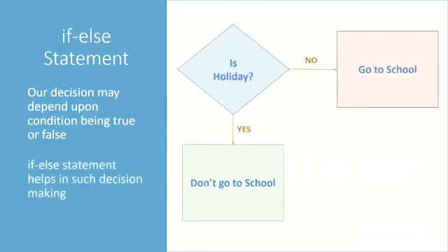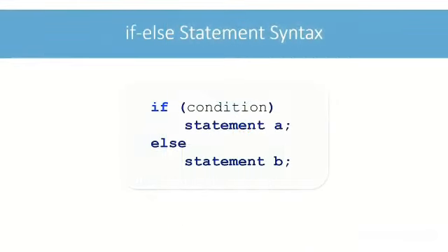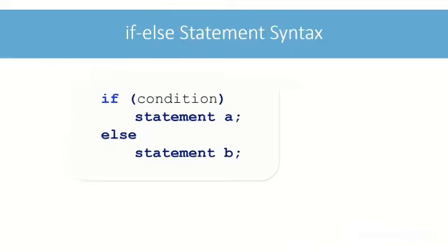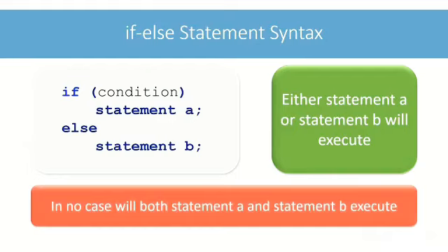If statement provides an optional else clause to do such decision making in our programs. Its syntax is this. If condition evaluates to true, statement A is executed. If condition is false, statement B is executed. The if-else construct ensures that depending on the condition, either statement A or statement B will be executed. Remember that in no case will both statements be executed. Like if statement, here also we can replace statement A and statement B with code blocks containing multiple statements.